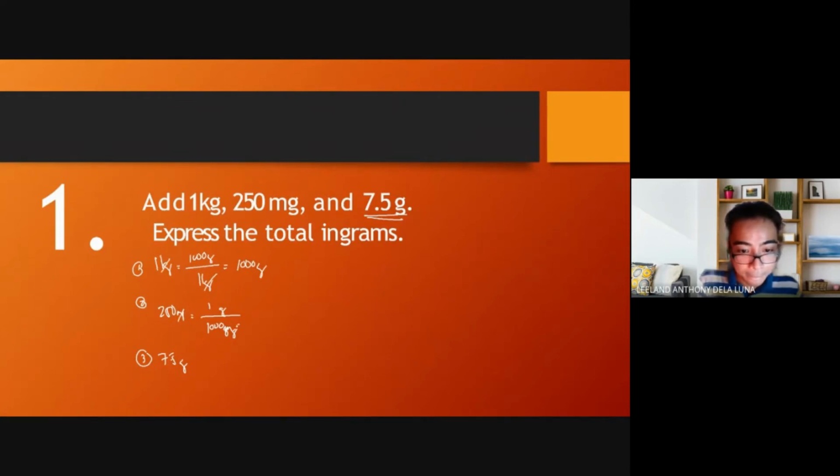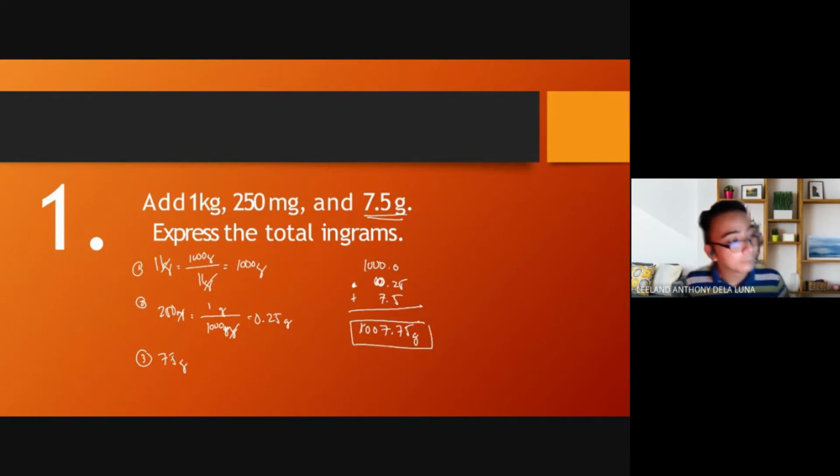Cancel this. 250 divided by 1,000. So that would give me 0.25 grams. Then 7.5 grams. Then just arrange. So, 1,000 should be at the very bottom. Plus 0.25, so suppose there's a 0.0 there, and 7.5. So, just the proper arrangement of our numbers. Okay, so obviously, I'll just do it on my calculator. And you get 1,007.75 grams. Okay?